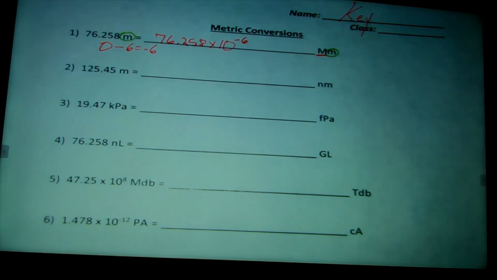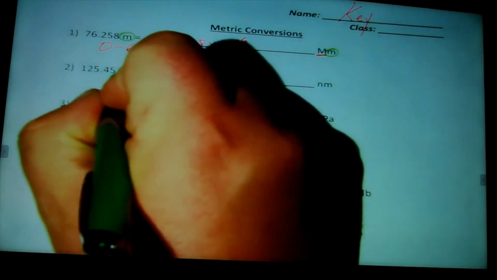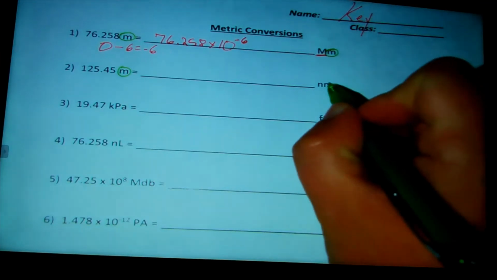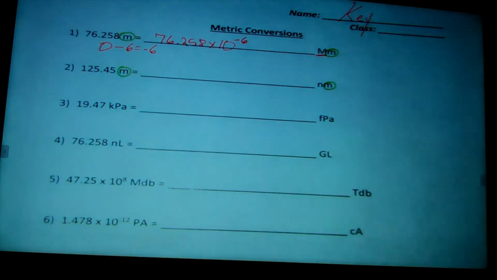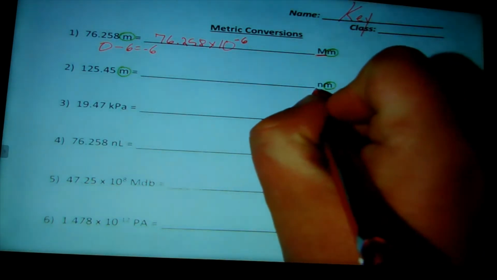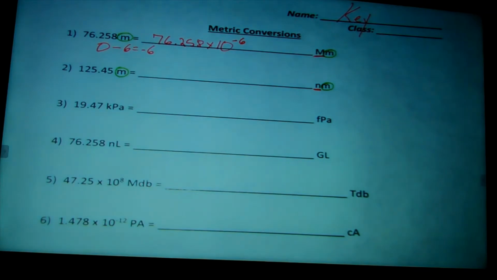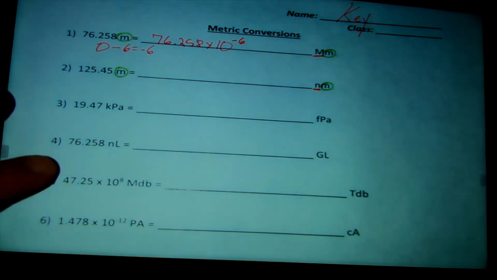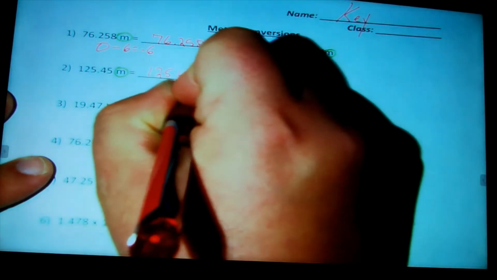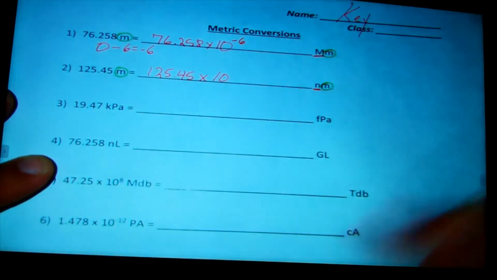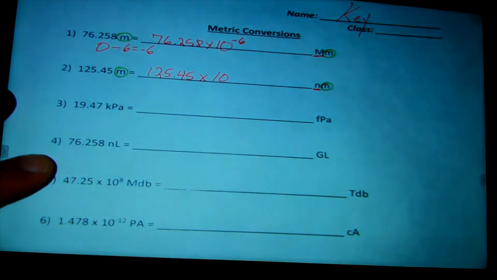Number 2. It looks like the same thing. We have meters, a little m, meters. So we have now found our base unit, but let's find the prefix. I have a prefix there of nanometers. So in this, we're going to write the number down, 125.45 times 10 to something another. In this case, the exponential value for the base unit is 0.